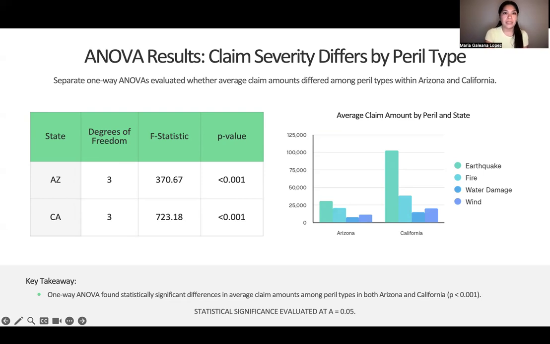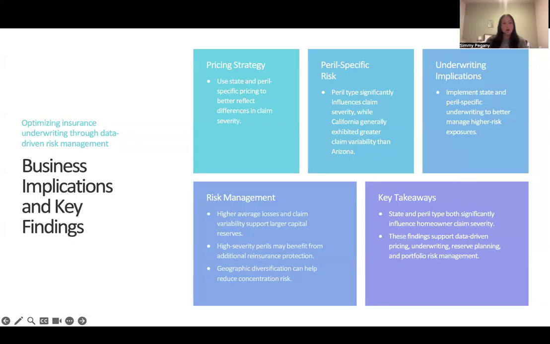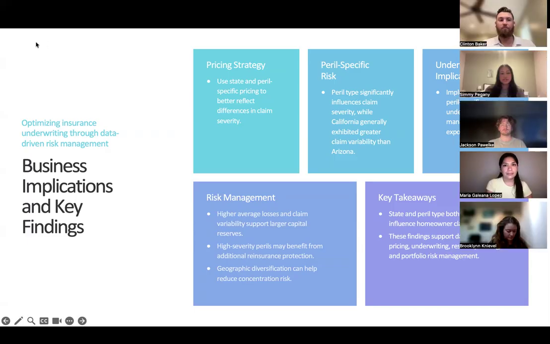Next, we have our business implications. Our results show that California had higher claim amounts than Arizona. This means insurance companies may want to use different pricing and underwriting strategies based on the state and the type of claim. They may also need to set aside more money for larger claims and use risk management strategies, such as maintaining larger reserves or purchasing additional reinsurance for higher risk events. This allows insurance companies to better prepare for larger losses while keeping their business financially stable.